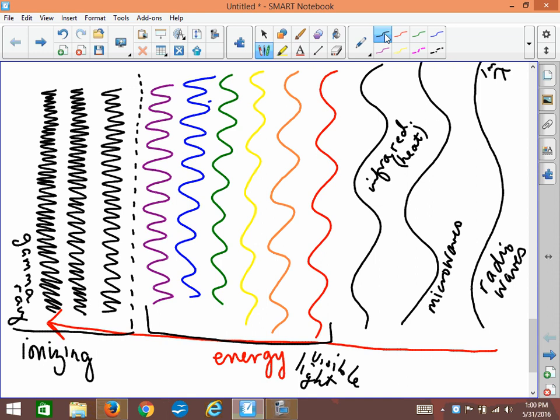Okay, I'm going to erase the gamma ray word because there's one more to write in here. This one sort of applies to everything past this point. We stopped giving them names. This one is so high energy, the wavelengths are so short that I'm not going to be able to draw it that far. And it's called the cosmic ray.